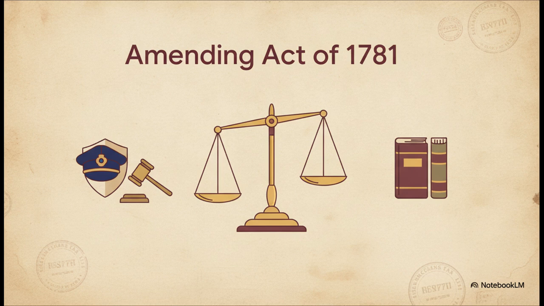It required the court to administer the personal law of the defendants, meaning Hindu law for Hindus and Mohammedan law for Muslims. Additionally, it directed that appeals from provincial courts go to the Governor-General and Council rather than the Supreme Court. And finally, it empowered that same Governor-General and Council to frame regulations for those provincial courts.